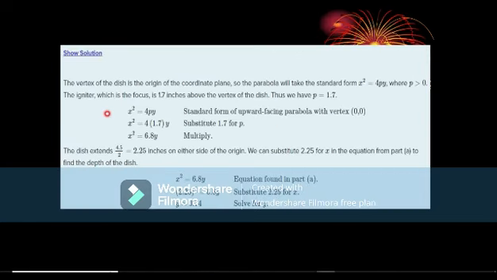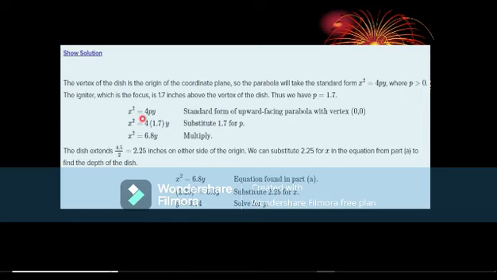Okay, now the solution. The vertex of the dish is the origin of the coordinate plane. So the parabola will take the standard form x² = 4py, where p is greater than 0. The igniter, which is the focus, is 1.7 inches above the vertex of the dish. Thus we have p = 1.7. Now x² = 4py.